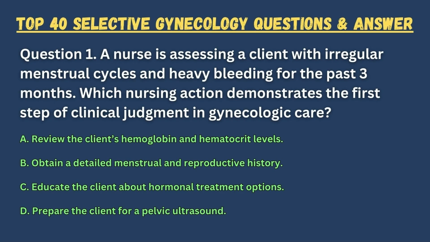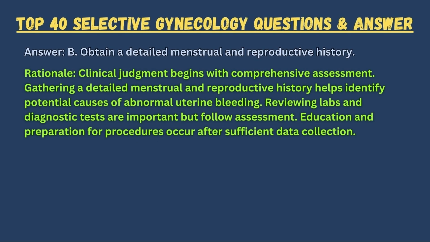C. Educate the client about hormonal treatment options. D. Prepare the client for a pelvic ultrasound. Answer. B. Obtain a detailed menstrual and reproductive history. Rationale. Clinical judgment begins with comprehensive assessment. Gathering a detailed menstrual and reproductive history helps identify potential causes of abnormal uterine bleeding.